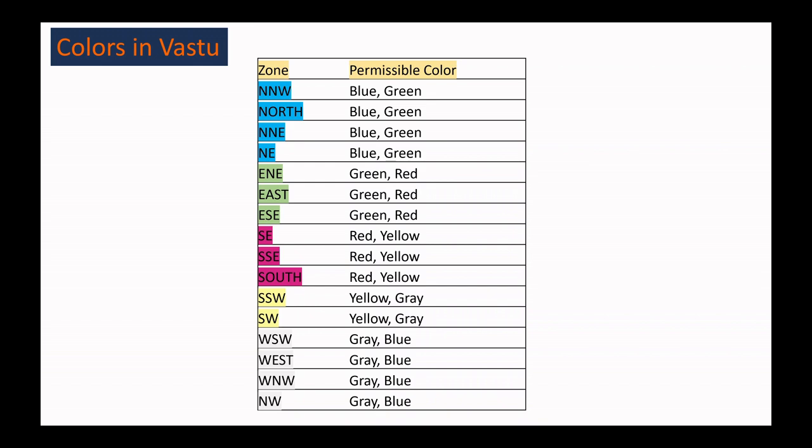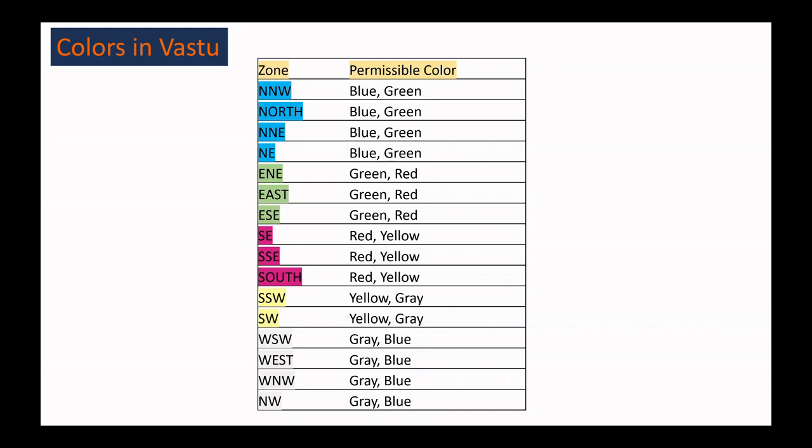Now I have mentioned here the permissible colors of each zone. Here you can see that the blue zone has permission of colors blue and green. Green zone has permission of colors green and red. And red zone has permission of colors red and yellow. Yellow zone has permission of colors yellow and gray. And gray zone has permission of colors gray and blue. So according to these permissible colors, you have to color your home.